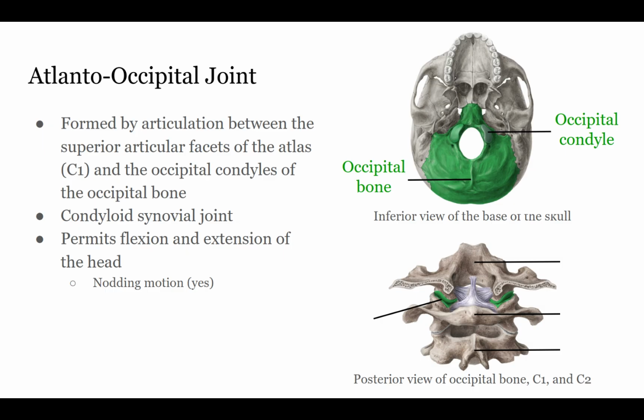In the image on the bottom, we see a posterior view of the occipital bone, the C1 vertebra, and the C2 vertebra. And from this angle, we can also see better how the occipital condyle and the superior articular process of the C1 vertebra articulate to form the atlanto-occipital joint. This joint is classified as a condyloid synovial joint, and it permits flexion and extension at the head, most commonly associated with the action of nodding to express yes.